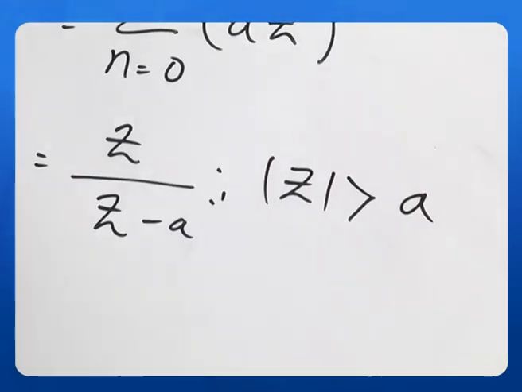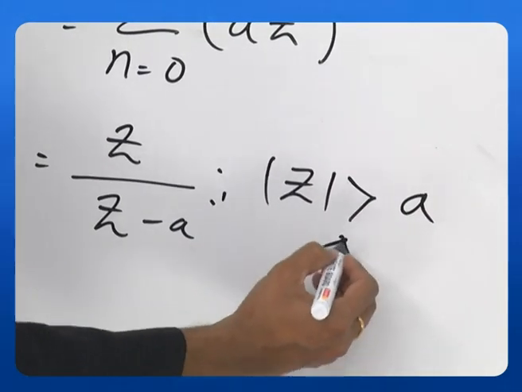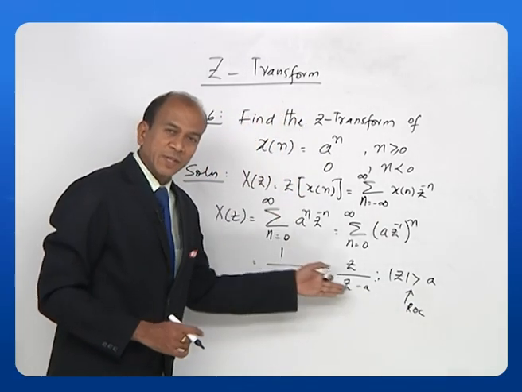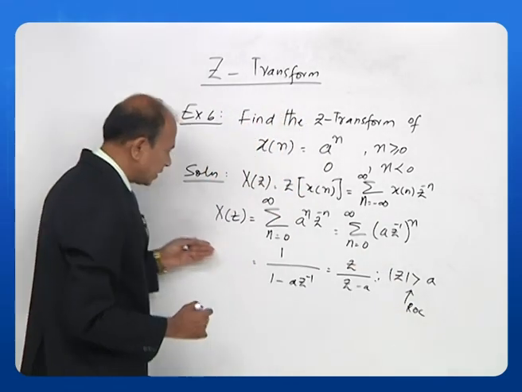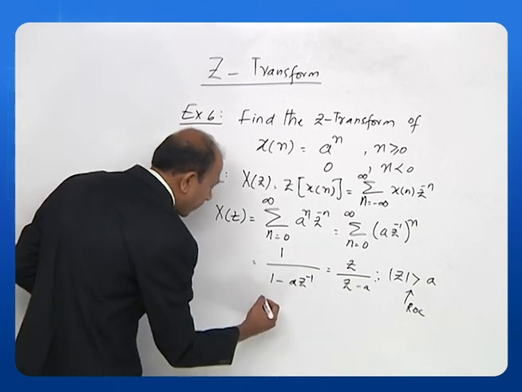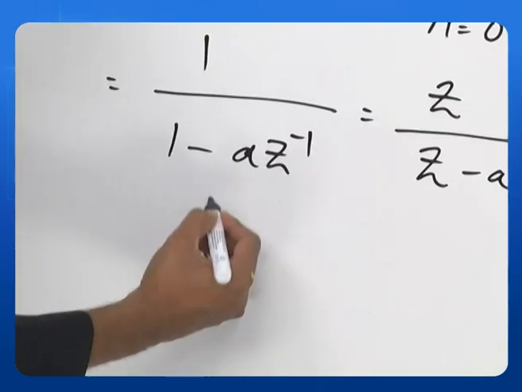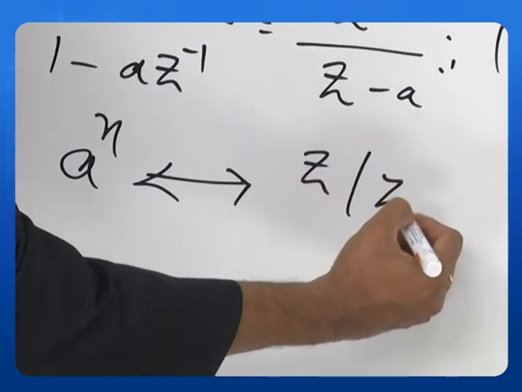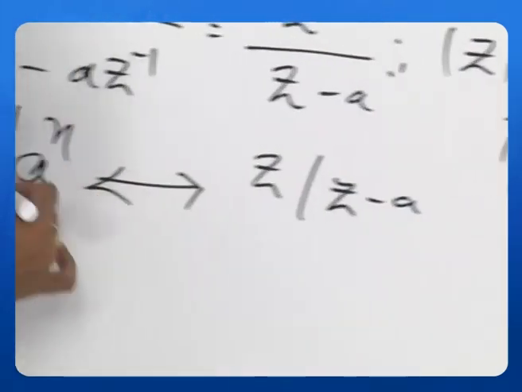As you are aware, this is the ROC of the given signal. Region of convergence is this, whereas the Z transform for a to the power of n is equal to z by z minus a.